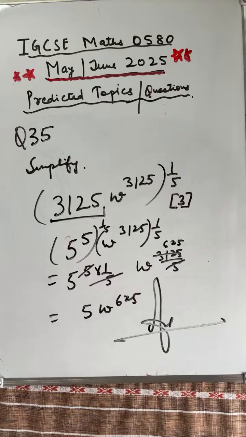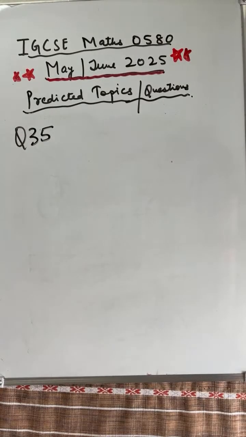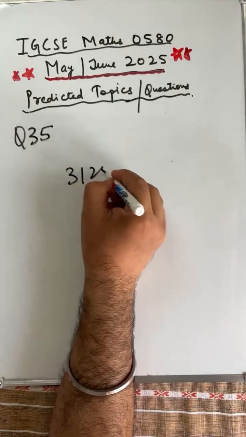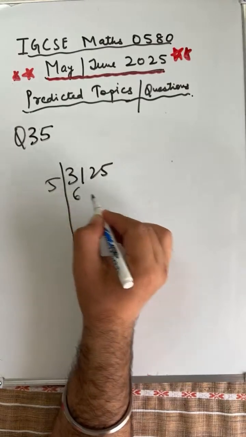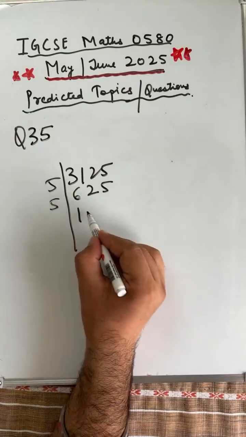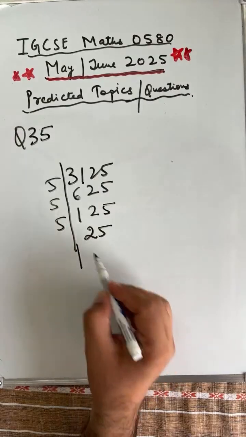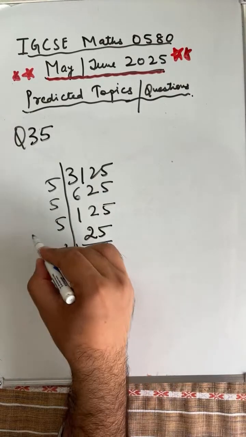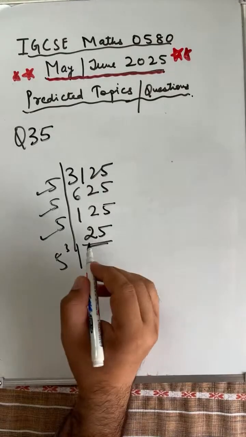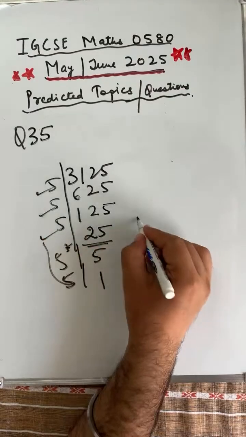Sir, I know 3125 is a power of 5, but I cannot get it quickly. Okay, you do one thing for this. 3125 is there. 5 sixes are 30, 5 twos are 10, and we have 5. 5 ones are 5, 5 twos are 10, and then we have 5. Now clearly you know 25 is 5 power 2. This will be 1, 2, 3. Now 5 power 1. So this will be 5 power 5.